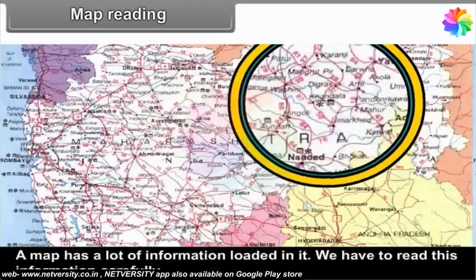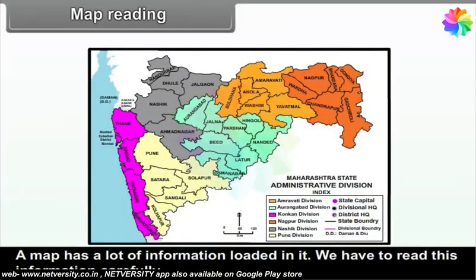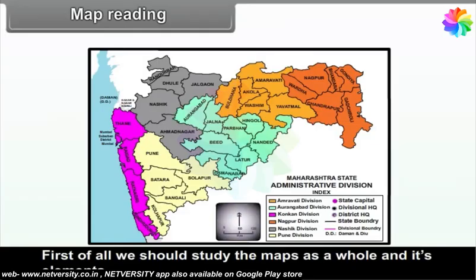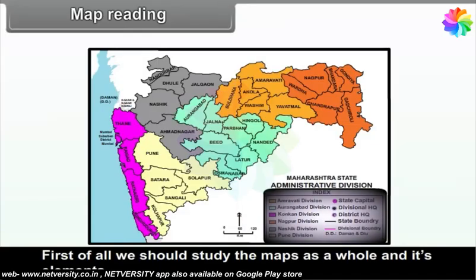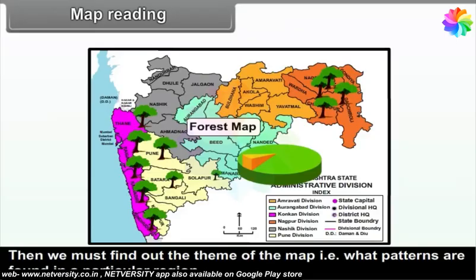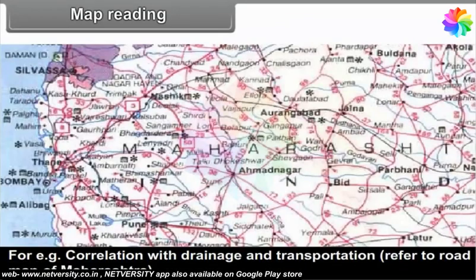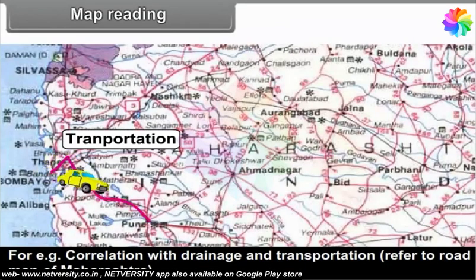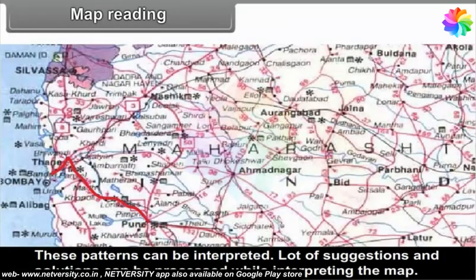Map reading. A map has a lot of information loaded in it. We have to read this information carefully. First of all, we should study the map as a whole and its elements. Then, we must find out the theme of the map. That is, what patterns are found in a particular region. For example, correlation with drainage and transportation. Refer to the road map of Maharashtra. These patterns can be interpreted. Lots of suggestions and solutions can be processed while interpreting the map.